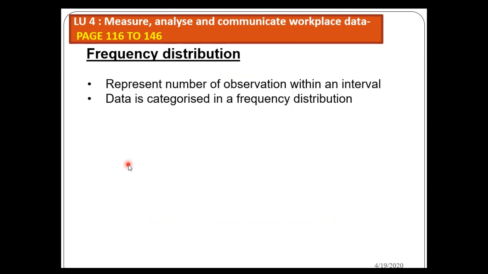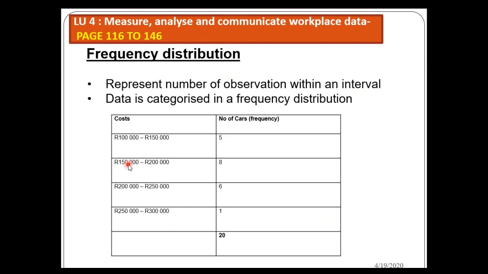Let me show you something. This represents the number of observations within an interval. An interval is like a range from 1 to 5, from 5 to 10. Okay, the data is categorized in a frequency distribution. Like I said, when you say from 1 to 5, it means you are categorizing those observations.